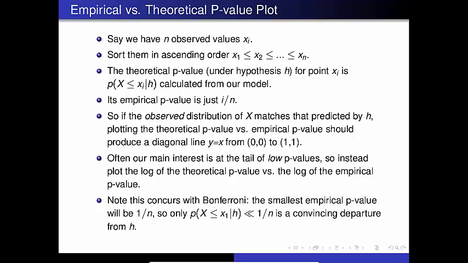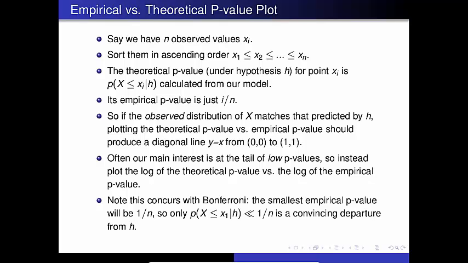We have an observable x. We've got n of them. We sort them in ascending order. We have our p-value computed under our hypothesis: the probability of getting x less than or equal to an observed value x. The empirical CDF for that is just what I said, the rank divided by the total number of empirical data points in our data set. So we plot that versus that.